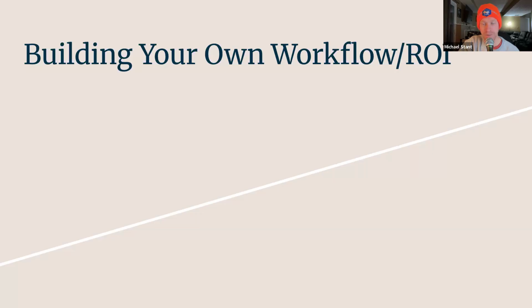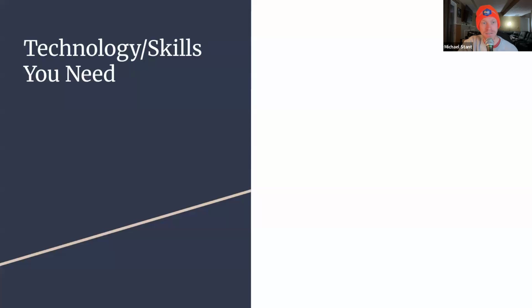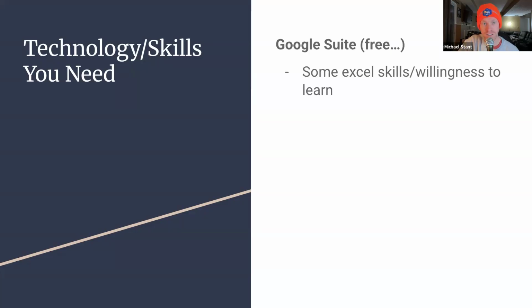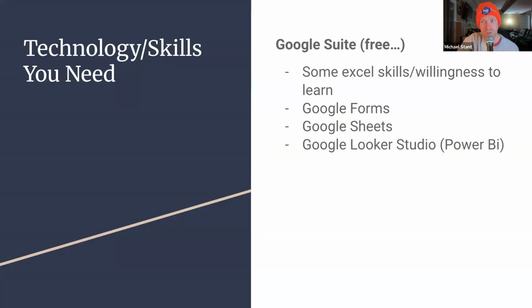It's going to be very quick because it's about building your own workflow and some things that you need. So, technologies and skills. I personally don't think it's much, but as long as you have access to the Google Suite, it's free. Just some willingness to learn. Make sure you have Google Forms. Your Google Form will automatically go to a Google Sheet. From the Google Sheet, you can make pivot tables, and I'll talk briefly about it. But if you're really into it, you can make a dashboard through Google Looker Studio, which is like Microsoft's Power BI, for anyone familiar.